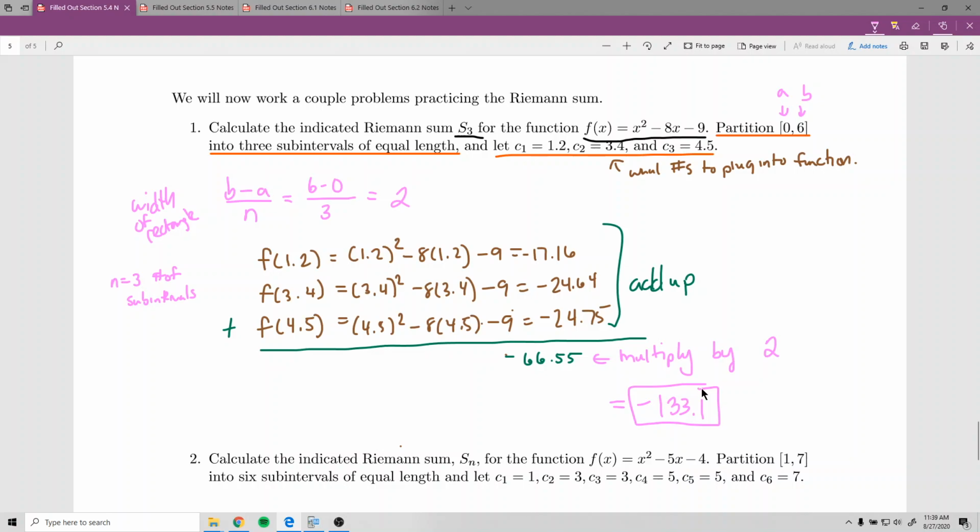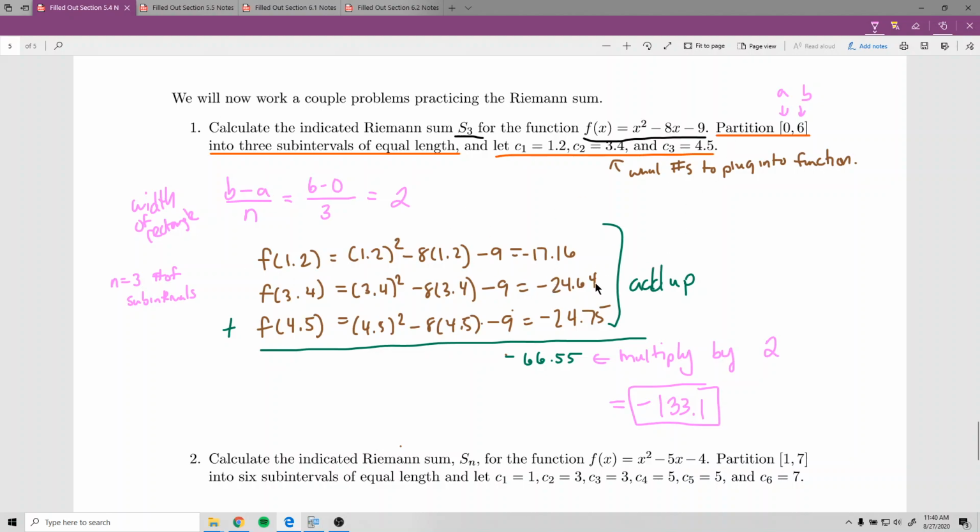All right, now do keep in mind that the problem does have to tell you n. You don't have to guess it. You'll see in the next one that it doesn't say S of whatever number. It says S of n. But n is the number of subintervals. Okay.